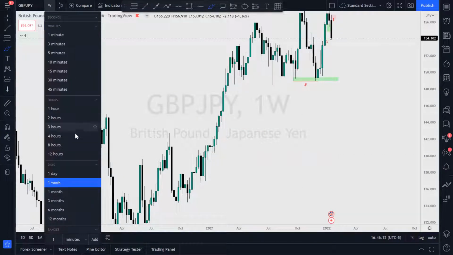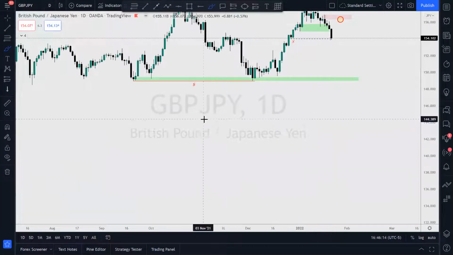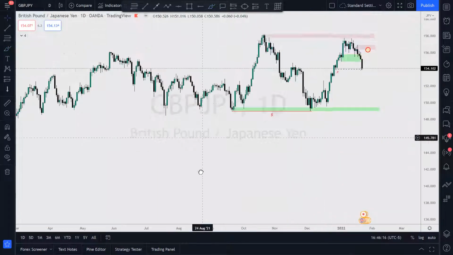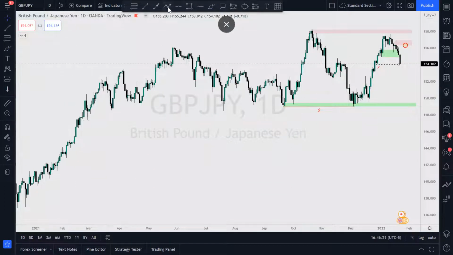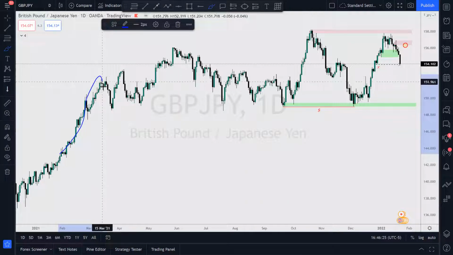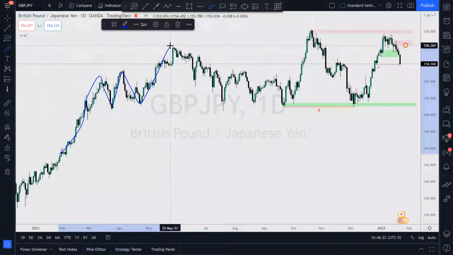I want to go to the daily. The daily gives us some nuts and bolts. What I want you to notice is how price comes up, makes a high, higher low, higher high, higher low, higher high. Great. We have the top of the trading range to this point.